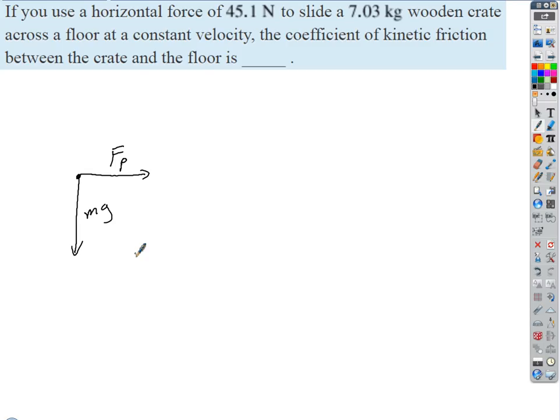In what direction does friction always act? Opposite the direction of motion. And maybe it's even a good idea up here to draw a little arrow so you know what direction this thing is moving in. If it's moving in that direction, then we've got a kinetic frictional force, because it's sliding, acting to the left. Anything else we need?